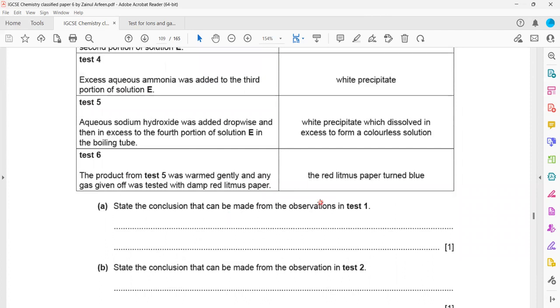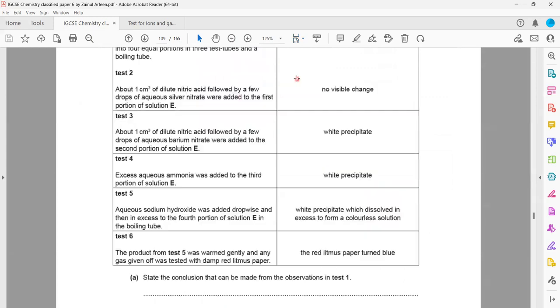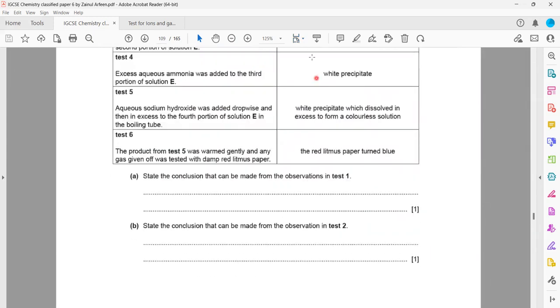State the conclusion that can be drawn from test 1. When we supply heat energy, it contains water of crystallization, so it is a hydrated salt. And what conclusion can be made from test 2? No halide ions. Because in test 2 we added nitric acid followed by silver nitrate, there was no visible change, no reaction happened. This gives an idea that no halide is present.